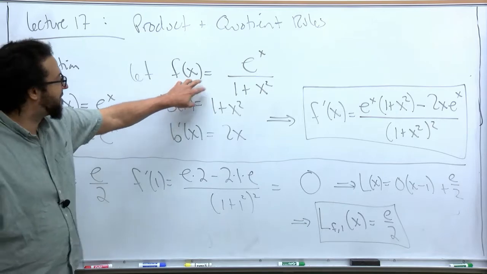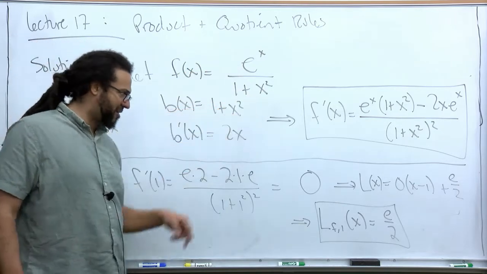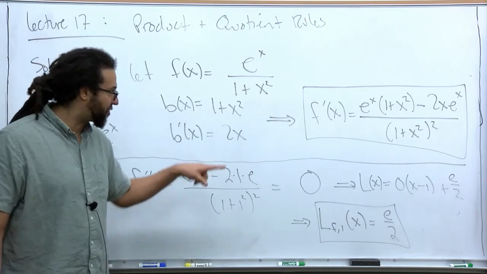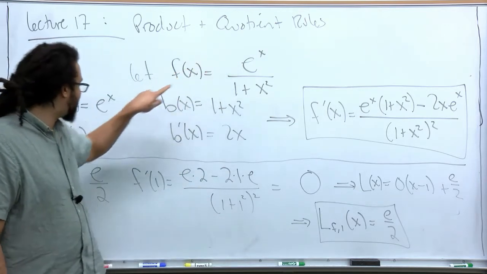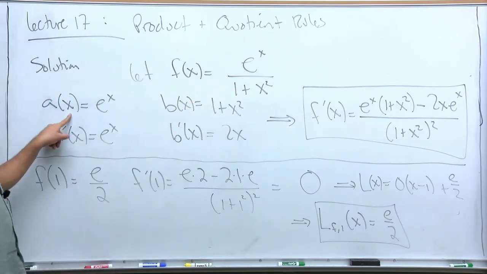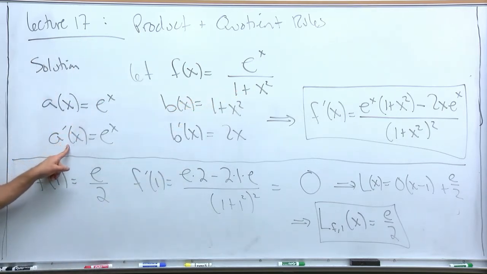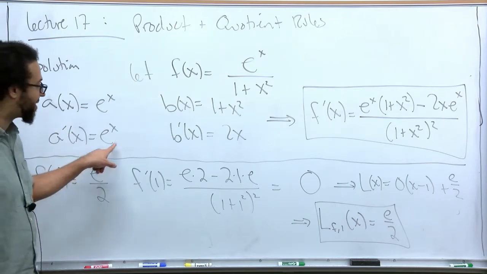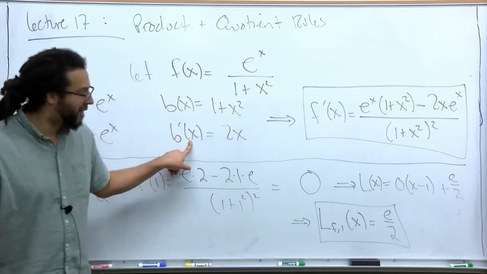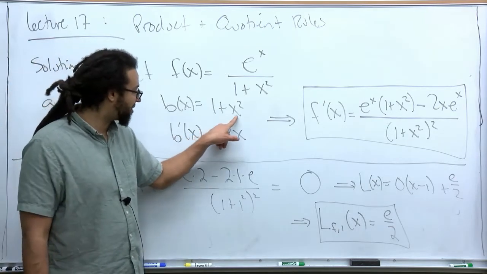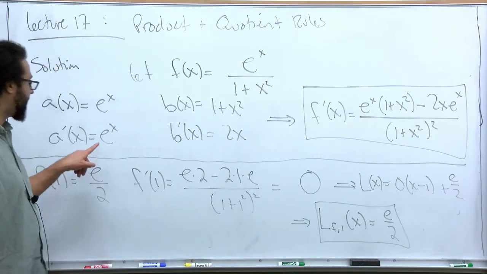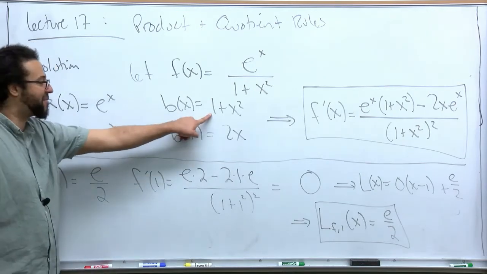So f of x is this quotient, e to the x over 1 plus x squared. Our job is to find the derivative, so let's use the quotient rule. I'll call the top function a of x, and I'll call the bottom function b of x. So a of x is e to the x. That means a prime of x is also e to the x. If b of x is 1 plus x squared, then certainly b prime of x using the power rule is just 2 times x.